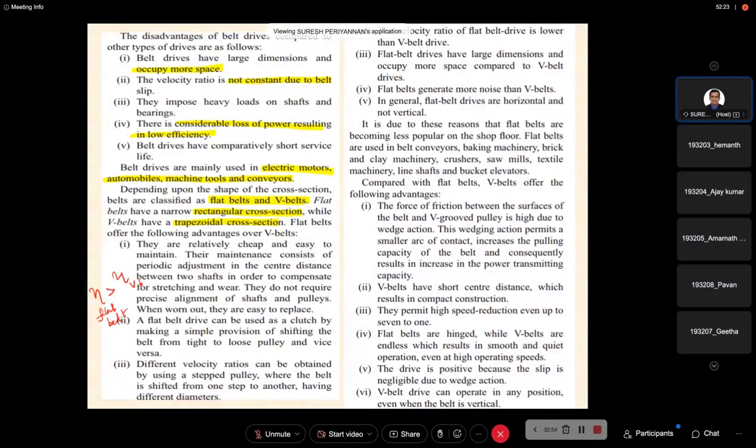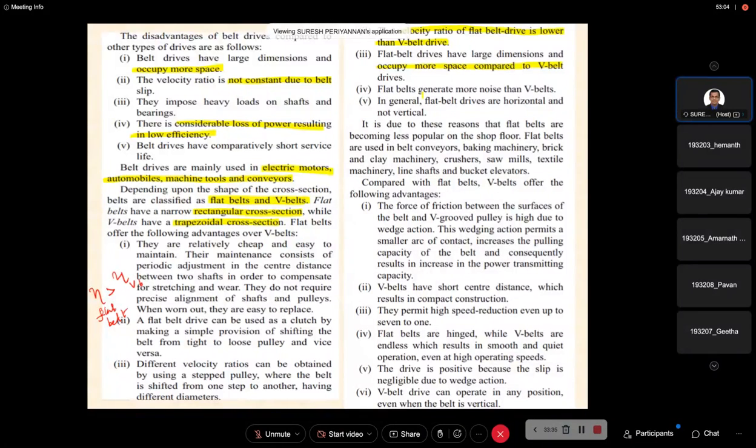What are the disadvantages of the flat belt mechanism? Low power transmission. The velocity ratio of the belt drive is also lower than the V belt drive. The flat belt drive has large dimensions and occupies more space. These are the disadvantages compared to the V belt.